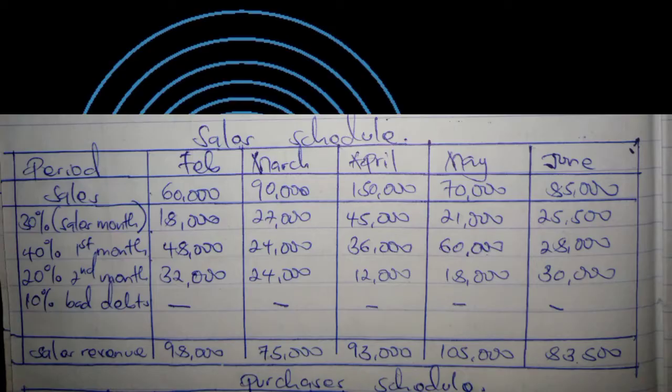Then the second row, they're saying 40% will be paid in the first month after the month of sale. Therefore, it means that if the sales were made in Jan, 40% of those sales will be paid in Feb. And if the sales were made in Feb, 40% of those sales will be paid in March. And if the sales were made in March, 40% of those sales will be paid in April, like that.